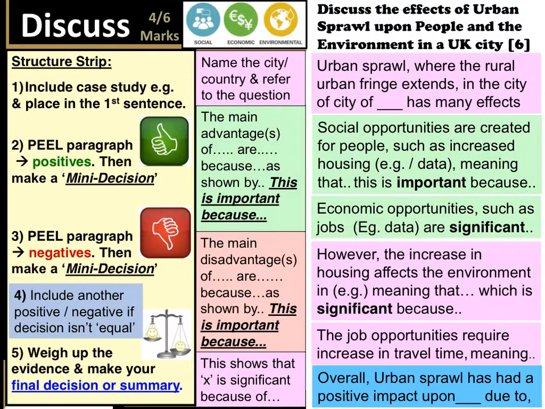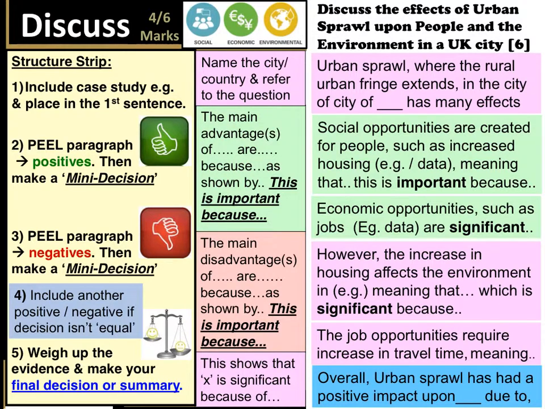In the centre we've got some of the words we might want to include in the centre of our sentences and sentence starters, and on the right we've got the question, which is: discuss the effects of urban sprawl upon people and the environment in a UK city. So it just talks about people and the environment. The first sentence will be urban sprawl, and you're going to show you understand what that is. Urban sprawl, where the rural urban fringe extends in the city of, and then drop your city in there, it might be Stoke-on-Trent, has many effects. You might want to just finish that sentence off.